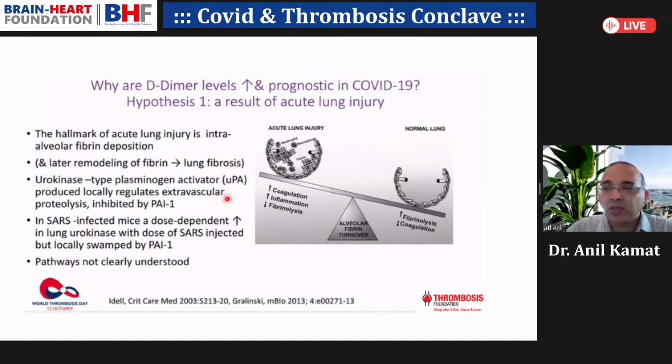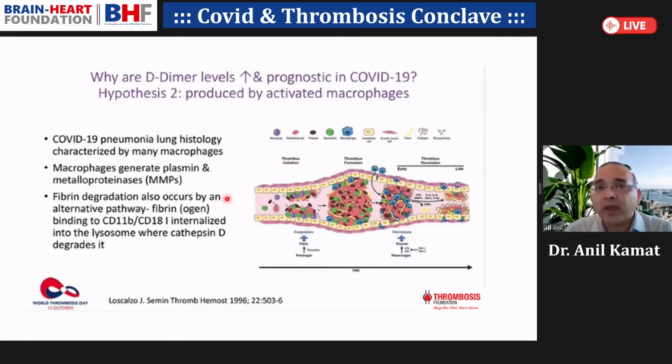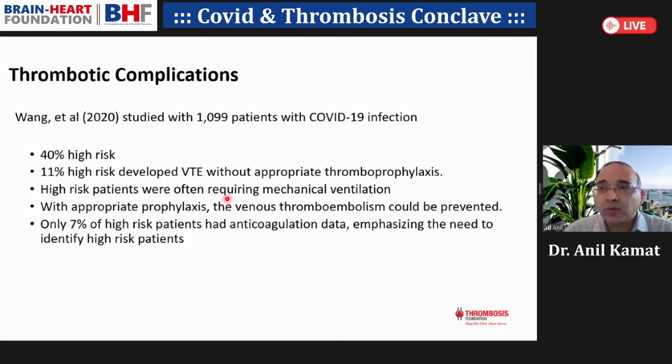However, in COVID, it is not just the pneumocytes, there is also activation of monocytes and macrophages. So in addition to urokinase, there is generation of plasmin and metalloproteinases, which causes fibrinogen binding to CD11b, CD18, which gets internalized into lysosome and is degraded by cathepsin D. So these two complications lead to a logarithmic rise in D-dimer, and this logarithmic rise in D-dimer is reflected in the patients. So it is a marker of immunothrombosis. It is a marker of injury that is happening at the alveolar level. And when I come to the laboratory parameters, I'll explain why COVID thrombosis is different from sepsis-induced coagulopathy.